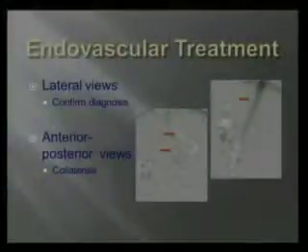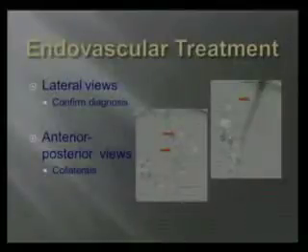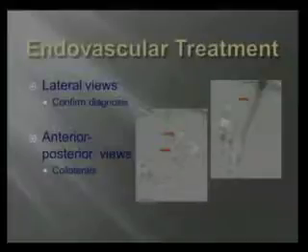So it's basically an anterior view, AP view. You can see significant collaterals developed between SMA and IMA. And this is the lateral view, you can see the severe stenosis at the arch of this celiac artery.